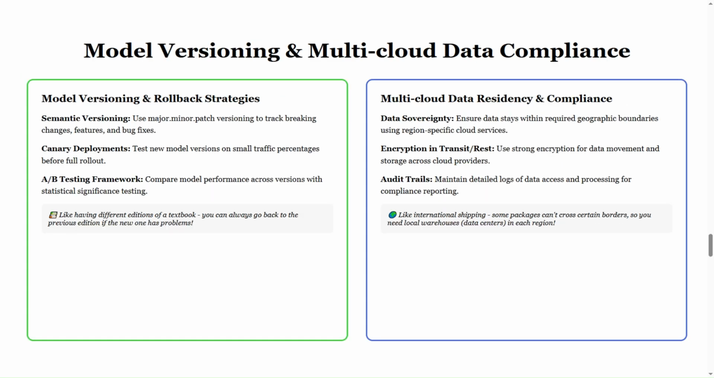Model versioning and rollback strategies. Semantic versioning. Use major, minor patch versioning to track breaking changes, features, and bug fixes. Canary deployments. Test new model versions on small traffic percentages before full rollout. A/B testing framework. Compare model performance across versions with statistical significance testing.